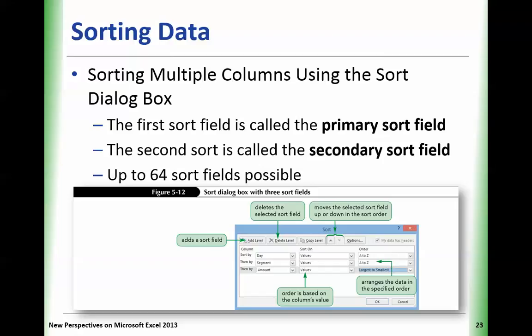We can sort multiple columns using the sort dialog box, and we have a primary and secondary. So maybe we want to sort by date, and we want to find all the records from June 6th. And then after we find all the records, we want to sort by hours worked if we're working on an hourly wage sheet, and find everyone that works 6 hours. So we can sort by multiple things in any single table. You can use up to 64 sort fields.